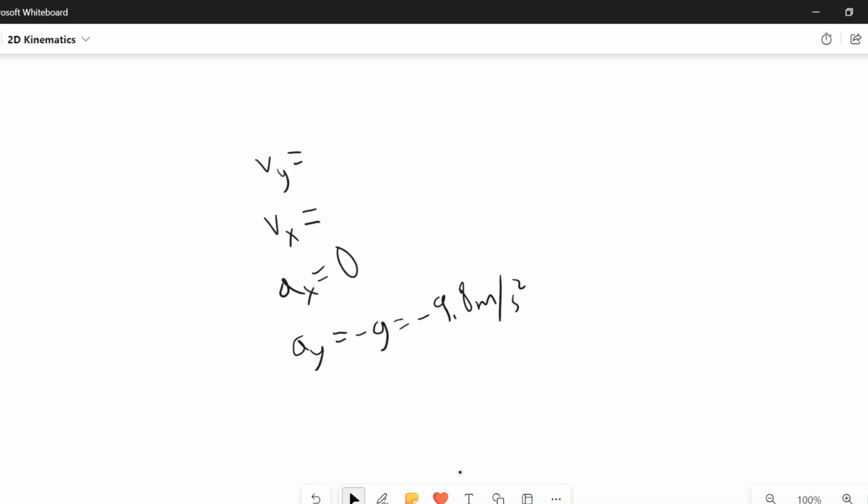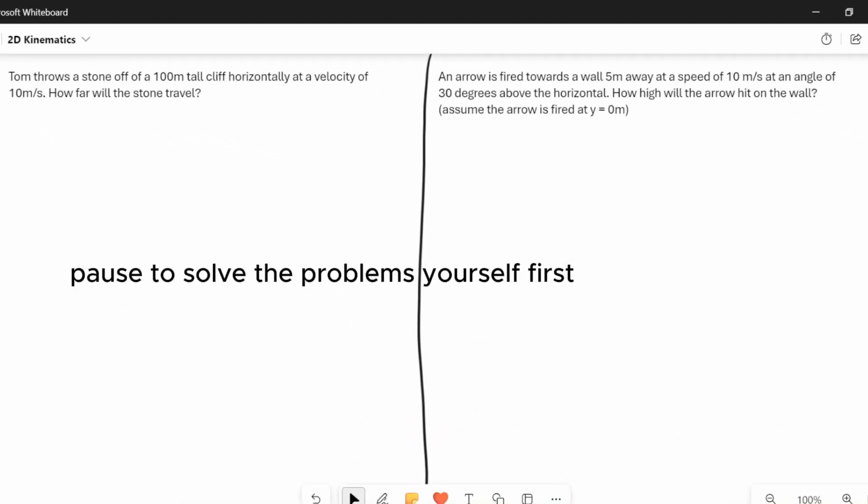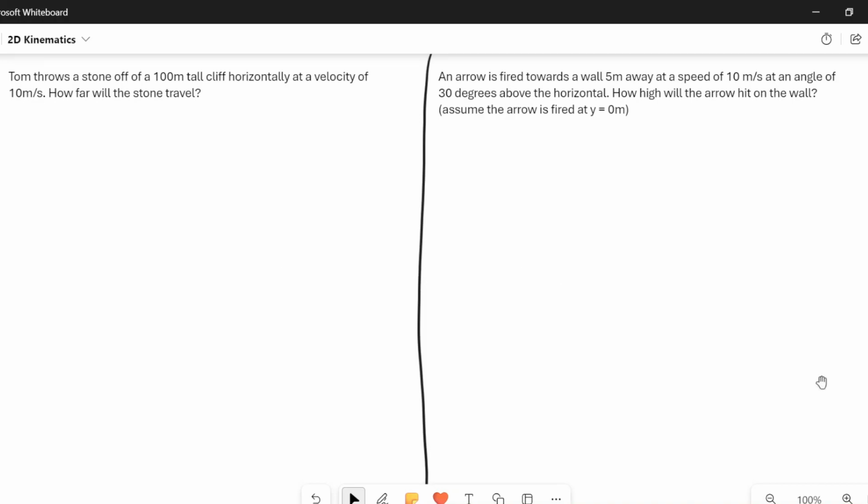Basically, 2D kinematics are just 1D kinematics separated into two little problems. It's one problem in the y direction and one problem in the x direction. You just split the 2D kinematics problem into two 1D kinematics problems. And hopefully this will become more clear as I do the practice problems. Alright, so now I will go over the first practice problem just to give you guys an example.